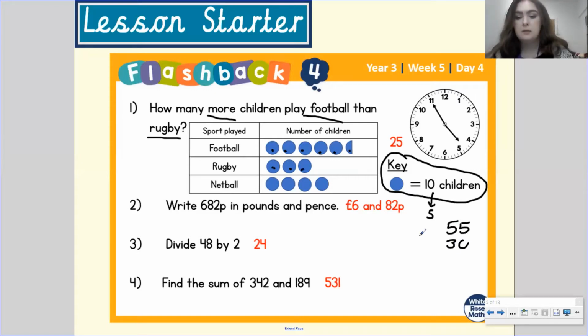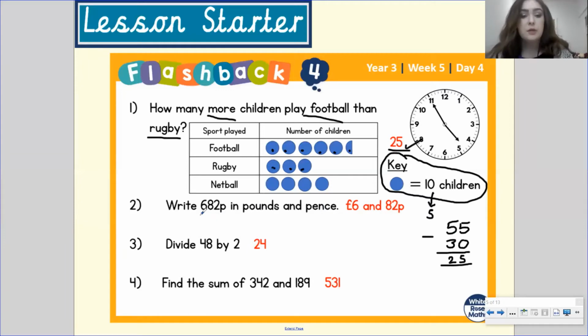And now what we need to do is take 30 away from 55. 5 take away 0 stays as 5. 5 take away 3 is 2. So that means 25 is our answer. Give yourself a tick if you got that correct.